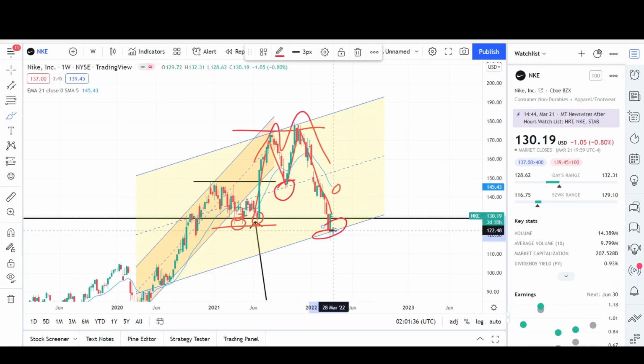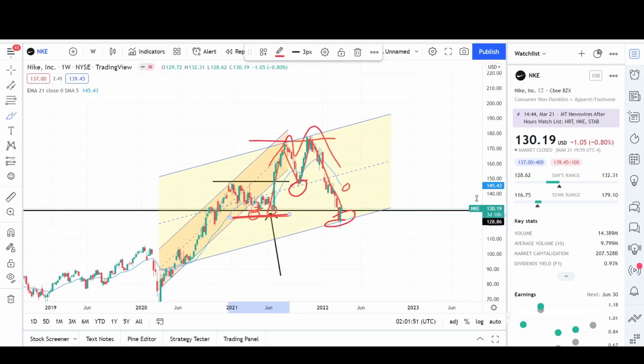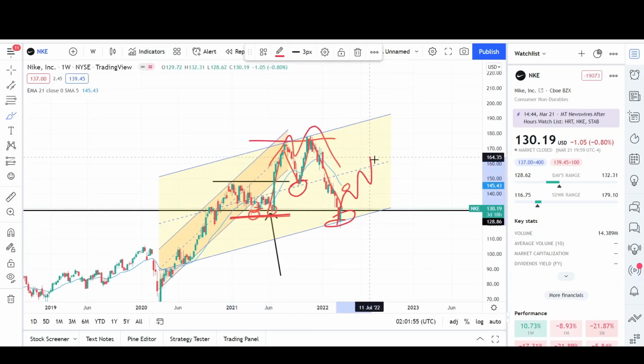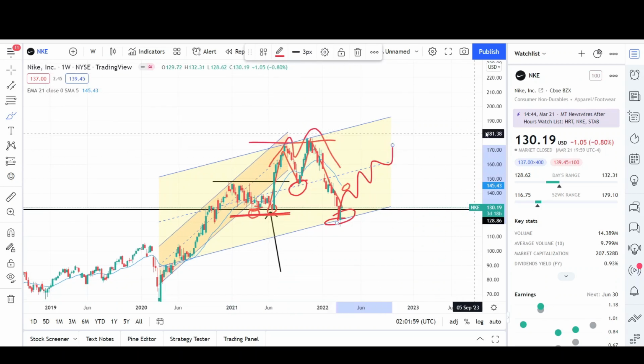So since we bounced off of support, we had a failed breakout of this 130 level, and looks like prices are due for a pullback. We could see, like I said before, the high 140s or the mid 140s. So that's my price target in the short term. Depending on how strong the market is, if it turns into a full-blown uptrend, we could be easily seeing higher prices for Nike, possibly new all-time highs.